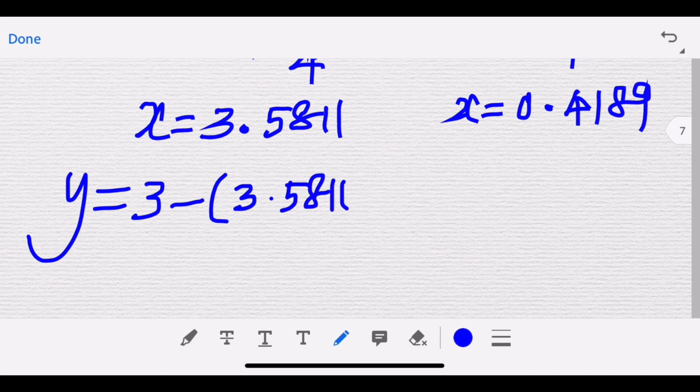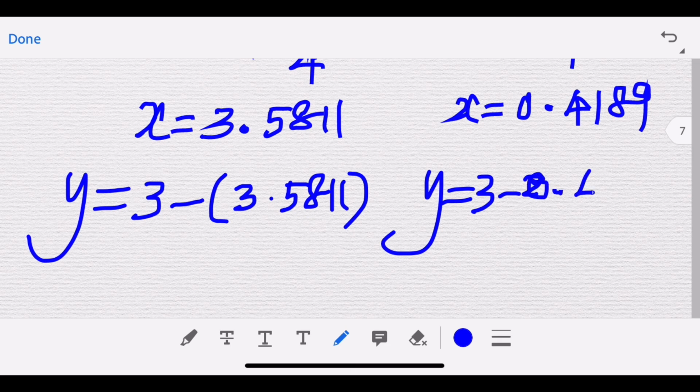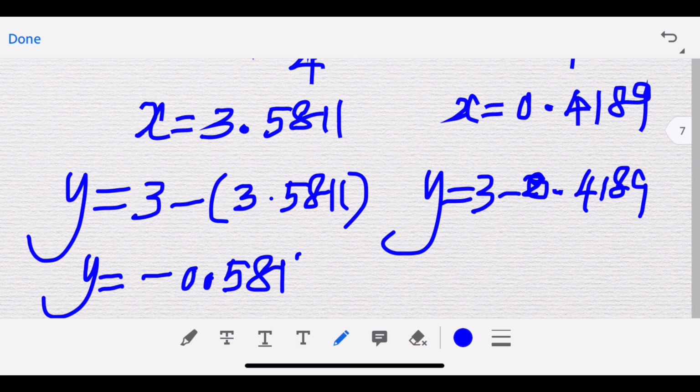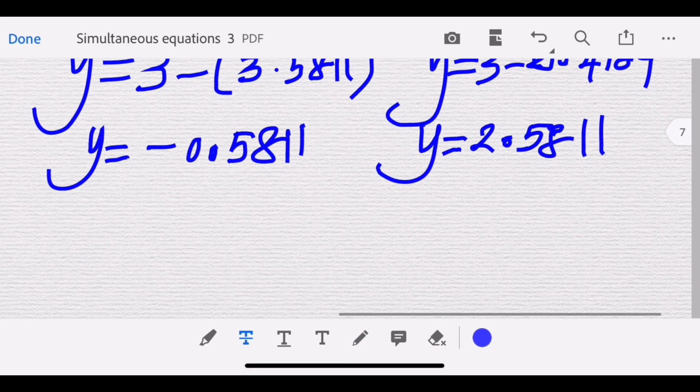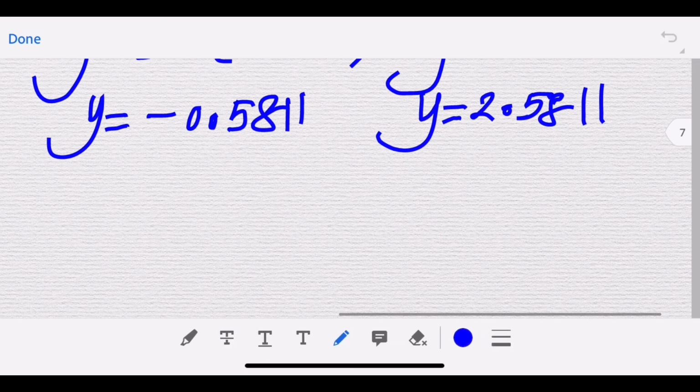y is 3 minus 3.5811, and y is 3 minus 0.4189. So y is equal to negative 0.5811 and y is equal to 2.5811. So these are the answers for the simultaneous equation.